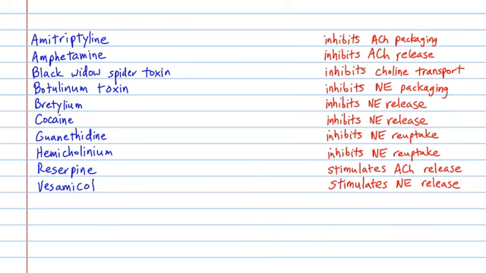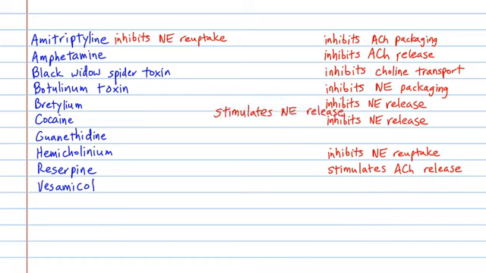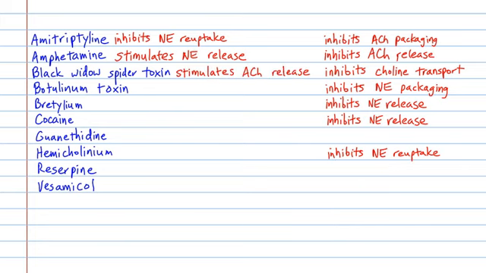All right, before we get to the end of session quiz, let's do a quick review. In this whiteboard review, I've listed several drugs and toxins on the left, and we're going to match them up with their actions on the autonomic nerve terminals. The first one here is amitriptyline, which is a tricyclic antidepressant, a TCA. And we said that those inhibit norepinephrine reuptake. The next one is amphetamine, which we said stimulates norepinephrine release. Then we have black widow spider toxin, which stimulates acetylcholine release. Botulinum toxin inhibits acetylcholine release.